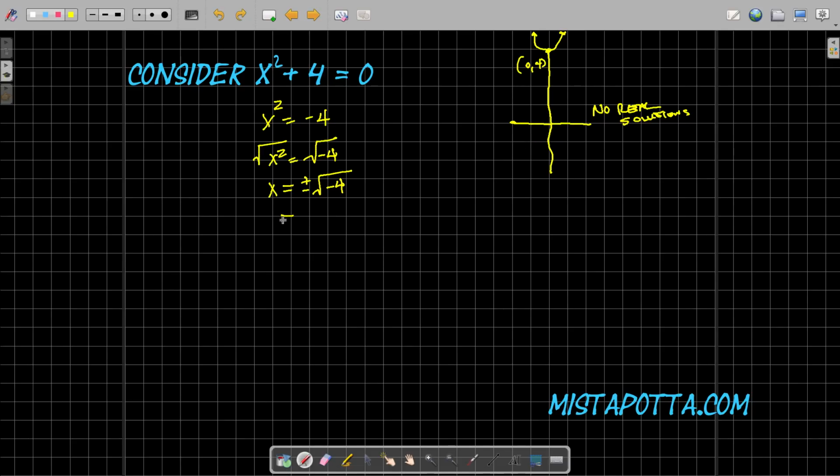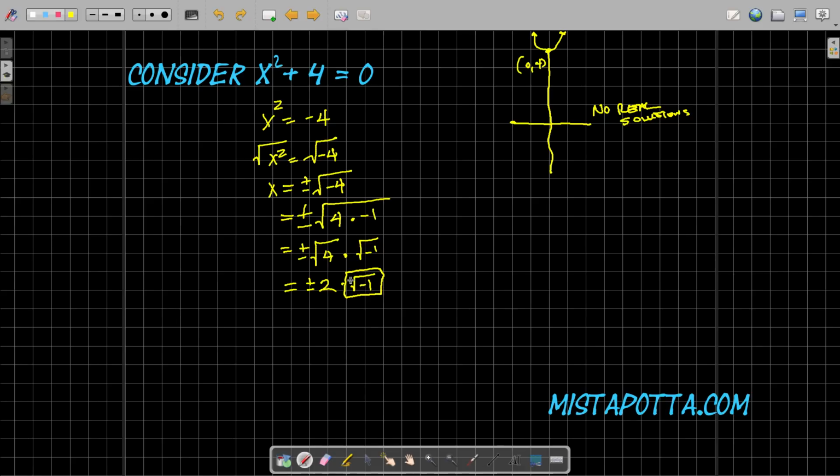I know that negative 4 is really 4 times negative 1. And I know that if I have a radical of a product, it equals the product of the radicals. And this is easy to deal with. I know the square root of 4. The square root of 4 is 2. But then I still have the square root of negative 1, and this is irreducible. I really can't get any closer to an answer here than to just say that's my answer.